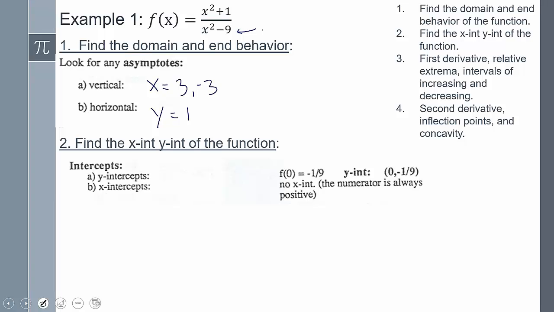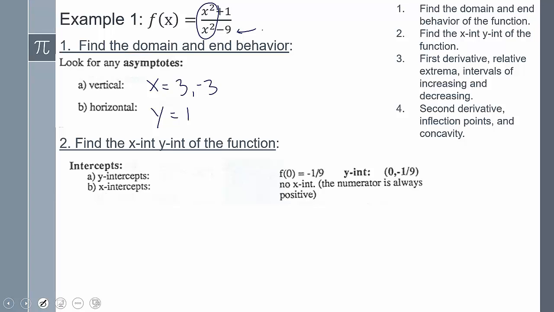And for the horizontal asymptotes, remember we have to look at the degrees of our polynomials, or if I take the limit as x goes to infinity of this, it's going to reduce down to 1. So either way that we look at it, just know that we do have a horizontal asymptote, and so that represents our end behavior.